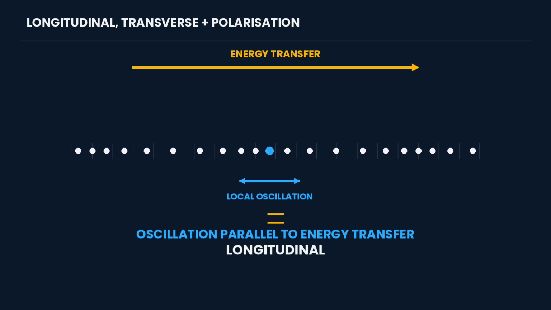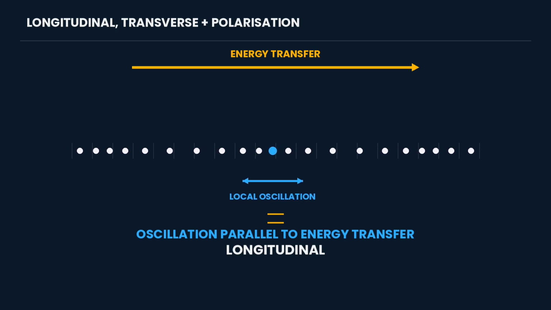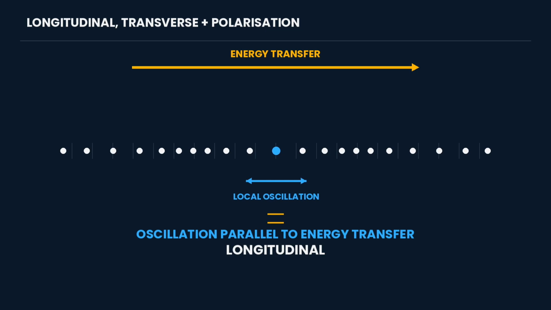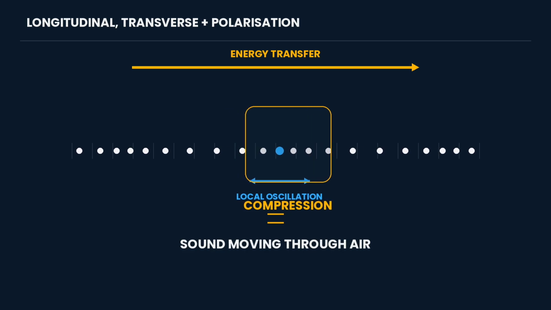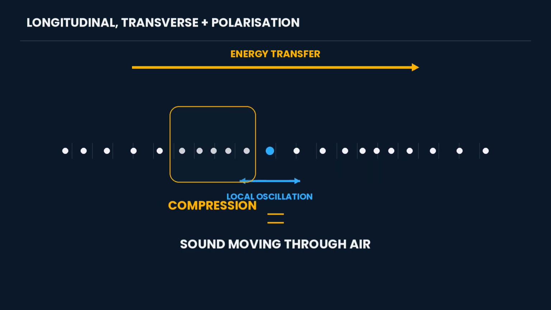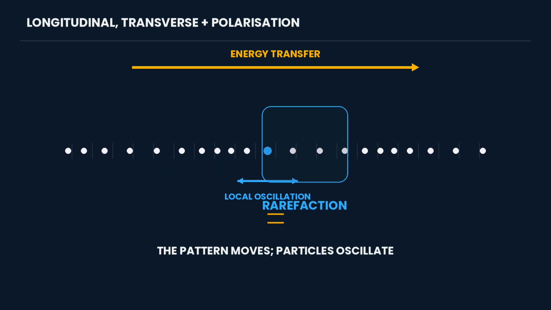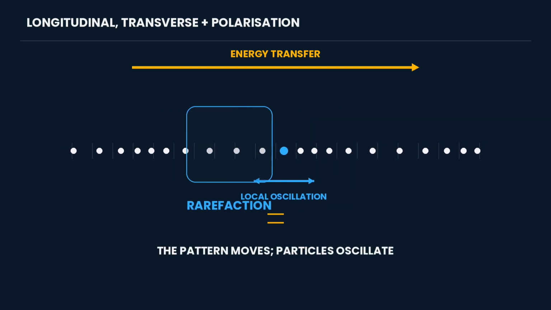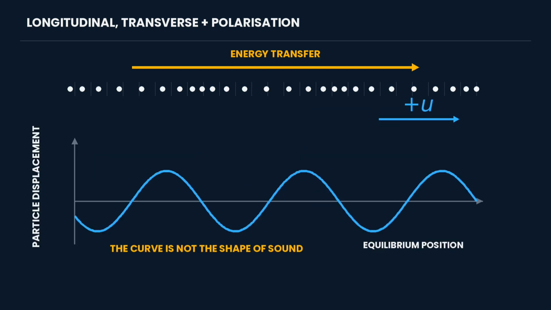Now, use the same direction of travel, but let each particle move backwards and forwards along it. The displacement is parallel to the direction of energy transfer, so this wave is longitudinal. Sound moving through air is the key example. Air molecules oscillate about equilibrium positions, while moving regions of high pressure, called compressions, and low pressure, called rarefactions, carry the disturbance onwards. Freeze the particle pattern and plot each particle's displacement against its equilibrium position.